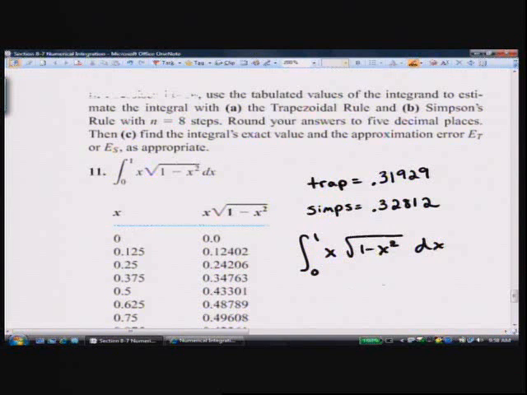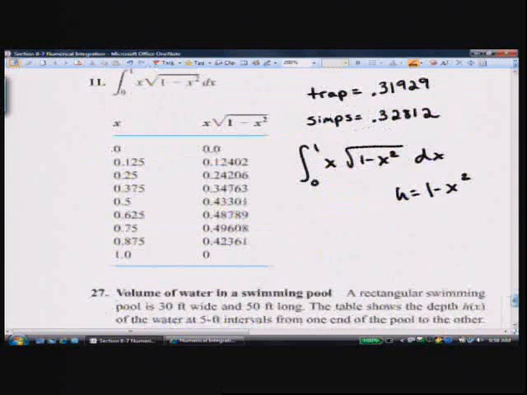Right, we're going to use a u substitution. So du is going to equal negative 2x dx, right? I did u equals 1 minus x squared, and so I'm going to need a negative 1/2 in the front.